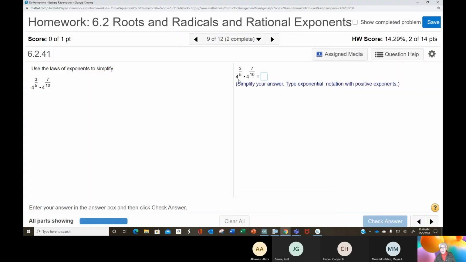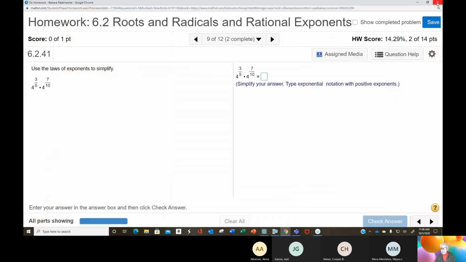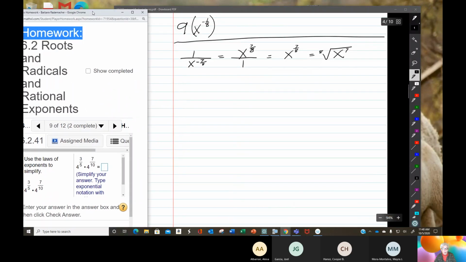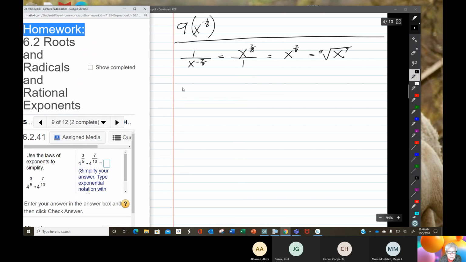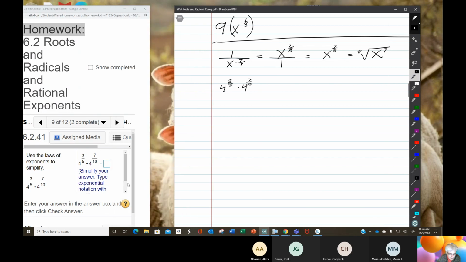All right, so here, notice that the bases are the same, but you might not be able to see it, so I'm going to write it small. 4 to the 3/5 power times 4 to the 7/10 power. Now this would be easy to do by hand, but let's see what they're asking for before I do anything else.